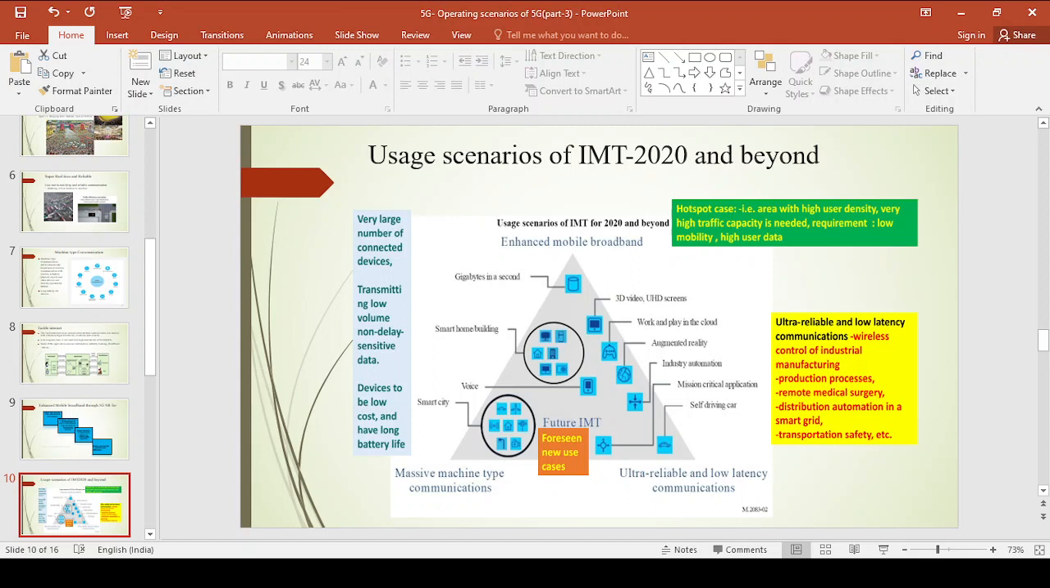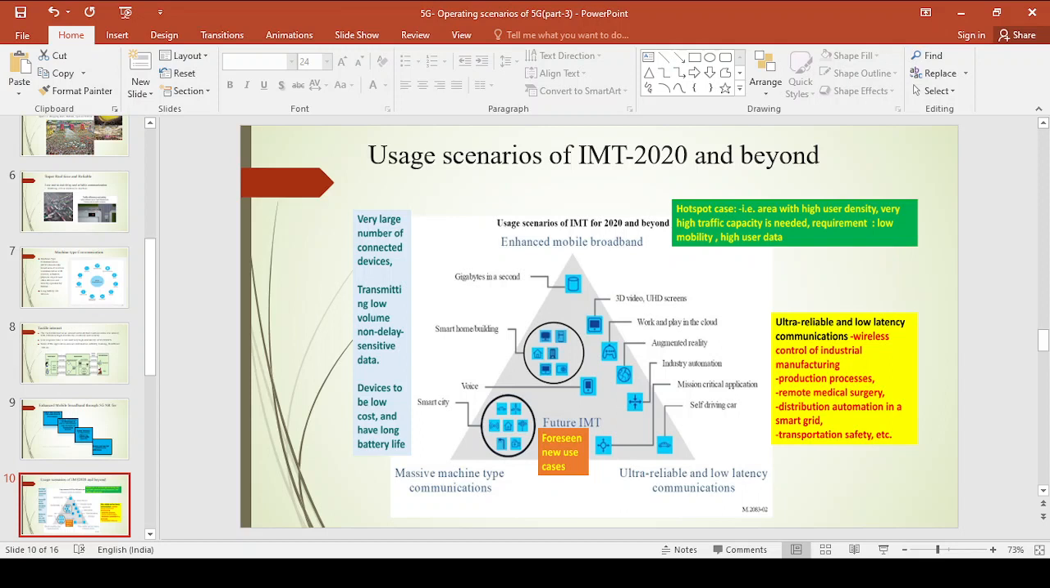Now mainly the usage scenarios of 5G IMT 2020 and beyond, nothing but 6G or 7G. Now the usage scenarios of 5G and beyond can be categorized into three modules. One is enhanced mobile broadband, another one is ultra reliable and low latency communication, and another one is massive machine type communication. These are the three modules in which the usage scenarios of 5G or beyond 5G are categorized, right?